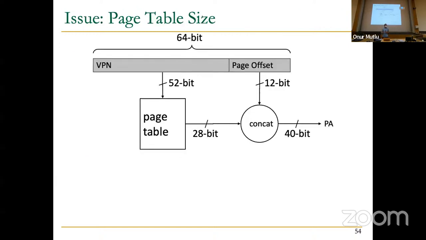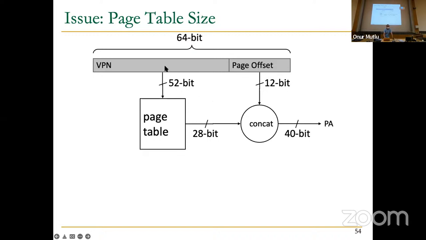Okay, let's take a look at a bunch of issues over here. One of the issues is actually page table size. I kind of asked you to assume that the page table is in physical memory, but that's a very unreasonable assumption. And let's see why it's very unreasonable. Now, let's assume that our virtual address space is 64 bits and the page offset is 12 bits, for four kilobyte pages.